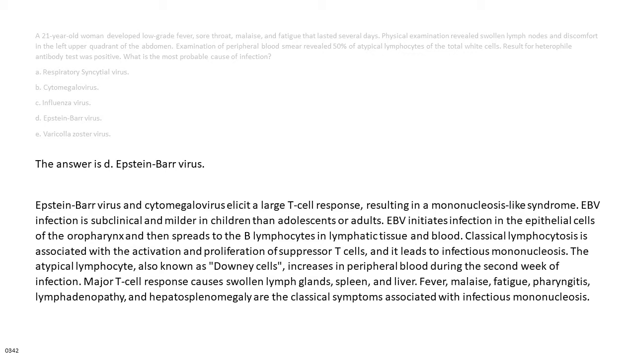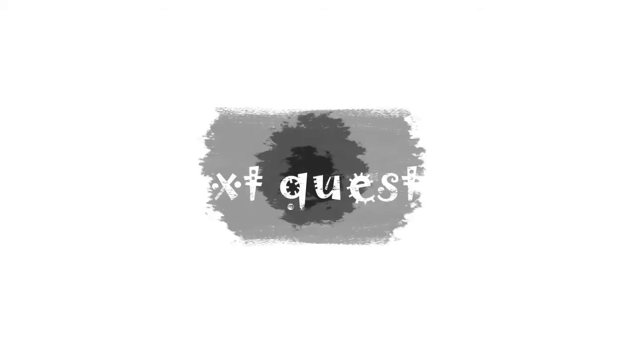The atypical lymphocyte, also known as Downey cells, increases in peripheral blood during the second week of infection. Major T-cell response causes swollen lymph glands, spleen, and liver. Fever, malaise, fatigue, pharyngitis, lymphadenopathy, and hepatosplenomegaly are the classical symptoms associated with infectious mononucleosis.